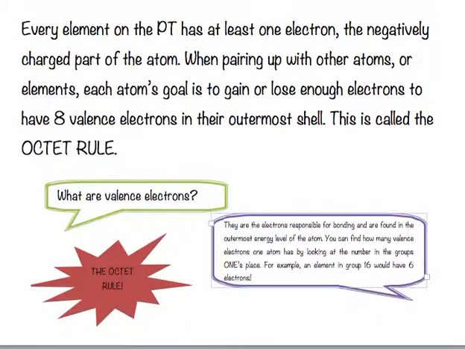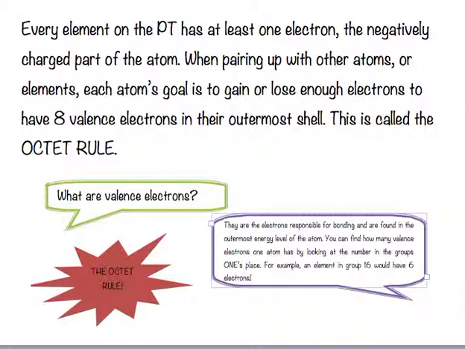Every element on the PT has at least one electron, the negatively charged part of the atom. When pairing up with other atoms or elements, each atom's goal is to gain or lose enough electrons to have 8 valence electrons in their outermost shell. This is called the octet rule.